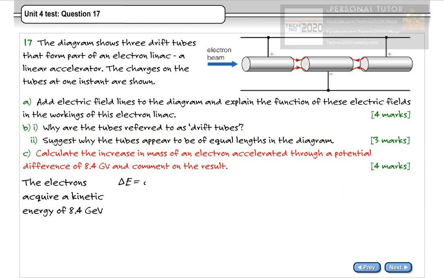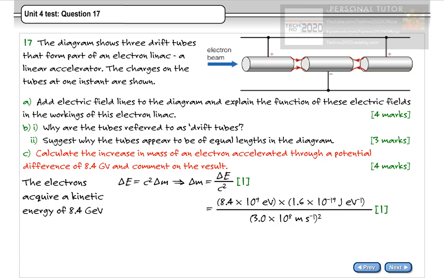The increase in mass of each electron can be calculated using the rearranged energy-speed relationship. Substituting, remembering to convert electron volts to joules, and calculating shows that the increase in mass is 1.5 times 10 to the minus 26 kilograms. This is nearly 10 times the rest mass of a proton. A quantitative comment, that's one with numbers in, is usually best.